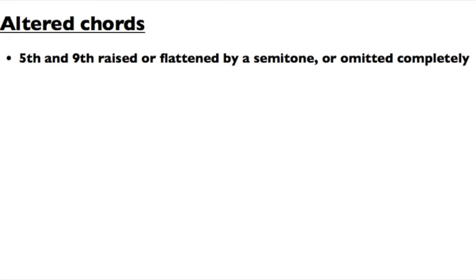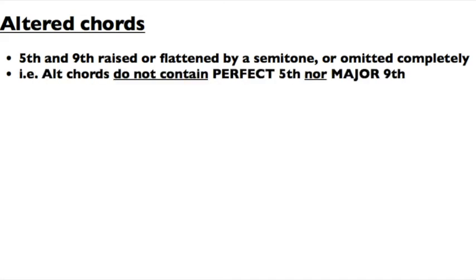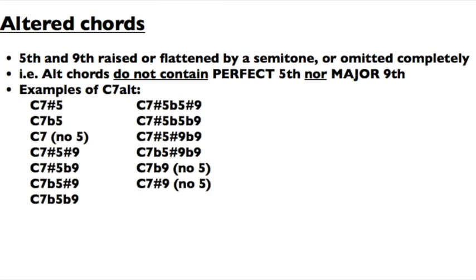Now let's look at altered chords. In jazz, altered or alt chords are chords where both the 5th and the 9th are either raised or flattened by a semitone, or omitted from the chord completely. In other words, an altered chord cannot contain a perfect 5th, nor can it contain a major 9th. It is also typically used as a dominant chord, so these are some variants of a C dominant altered chord. As some of these have wilder names, 7 alt is easier to write, and it also gives the performer flexibility as to which chord they play.